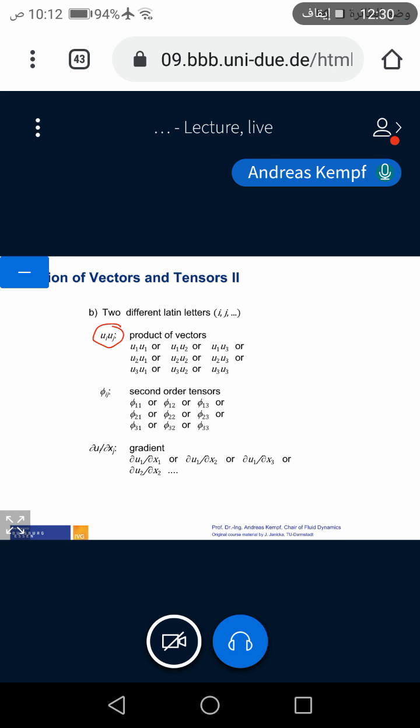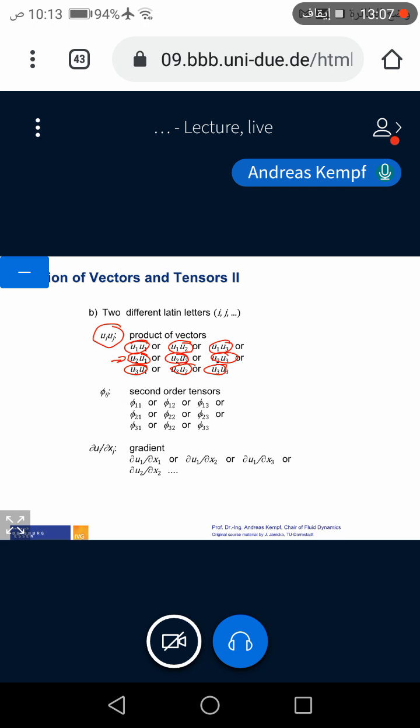What we have here is a tensor of second order. And in this case, it's just the product of the vectors. And obviously, the components can be u1 u1, u1 u2 if we look at j equals 2, and u1 u3 for j equals 3. If we increase i to 2, we end up with the u2 row, this one here, with u2 u1 for j equals 1, and so on and so on. So here we have created a tensor. What you see here is the product of two vectors.